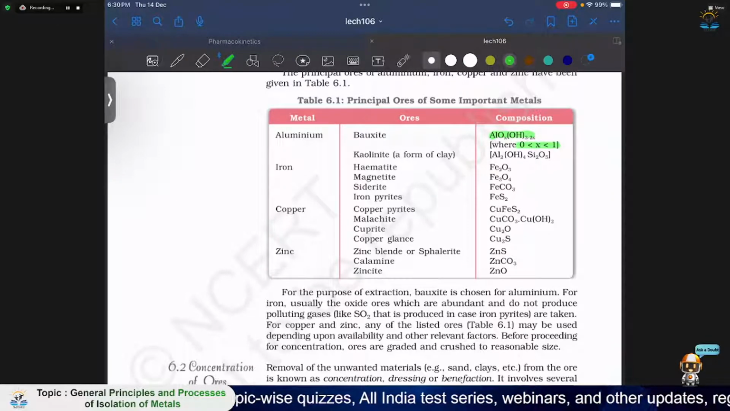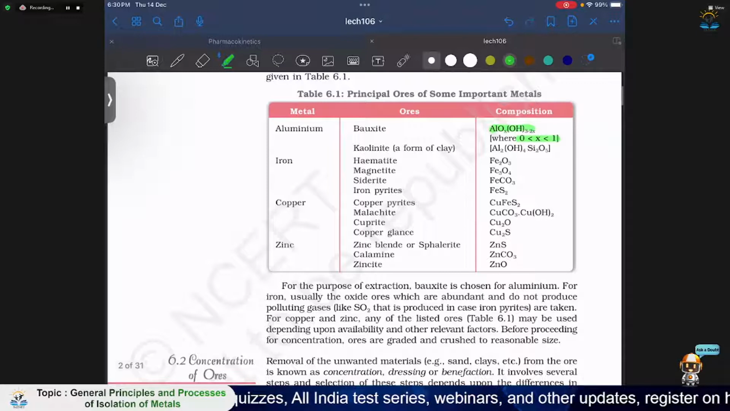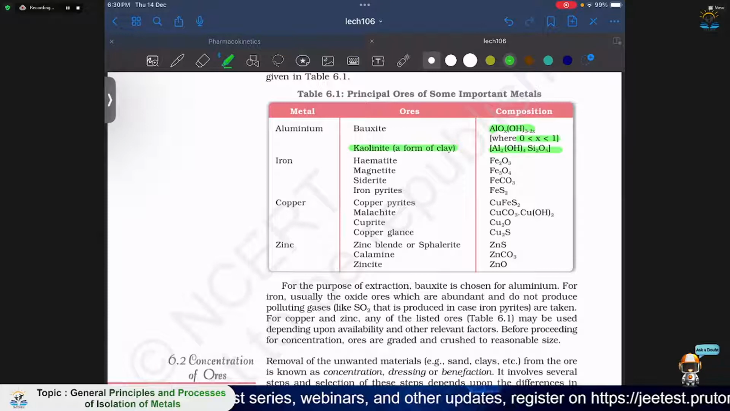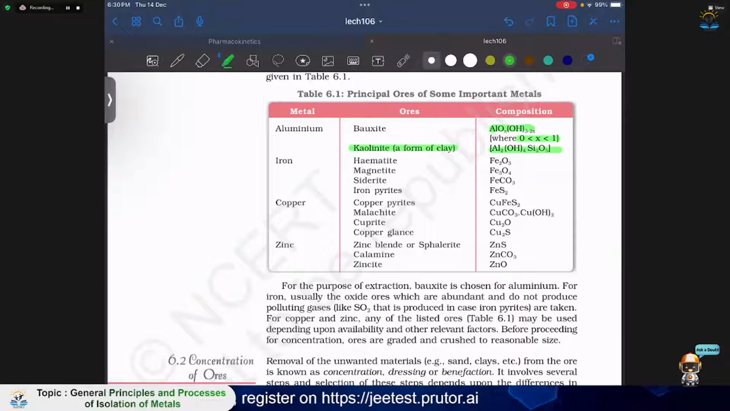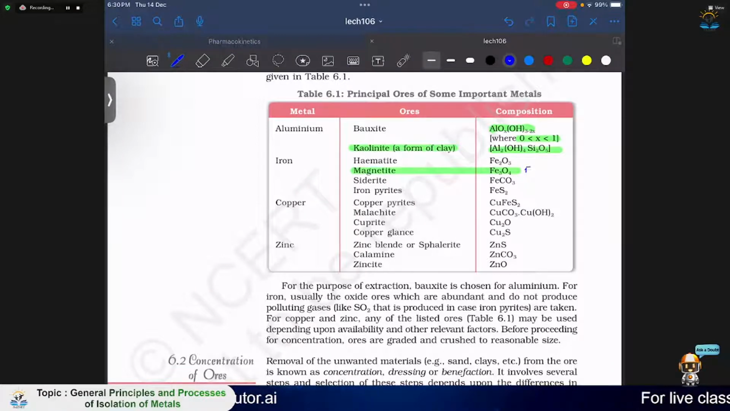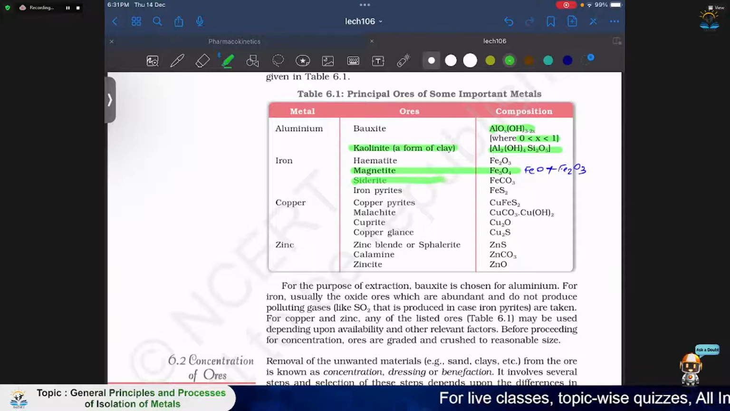So let's move forward. Next, there is kaolinite. It is a form of clay and it has a definite formula. It has aluminium and silicon. The ones which I'm underlining or highlighting are the ones you tend to forget. So take a screenshot of this after I'm done. Iron: hematite is Fe2O3, everyone knows. Magnetite, you get confused. It is Fe3O4, which is basically FeO plus Fe2O3. Then you have siderite. Again, you'll forget siderite, and iron pyrites is FeS2.